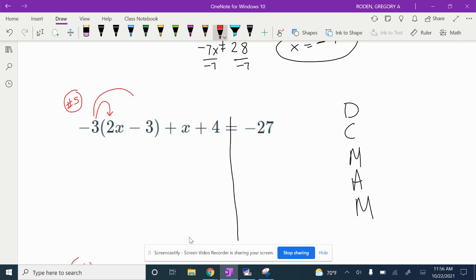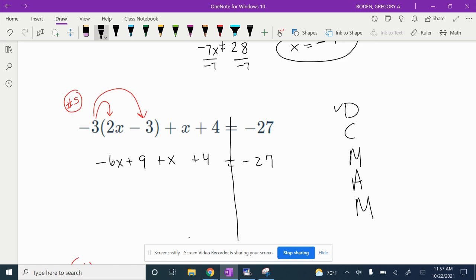So I'm going to take that -3 and distribute it across the parentheses. When I do that, I get -3 times 2x, which gives me -6x. I get -3 times -3, which gives me +9. A negative times a negative is a positive, and 3 times 3 is 9. Still have the plus x, still have the plus 4, still equals -27. You with me on that?